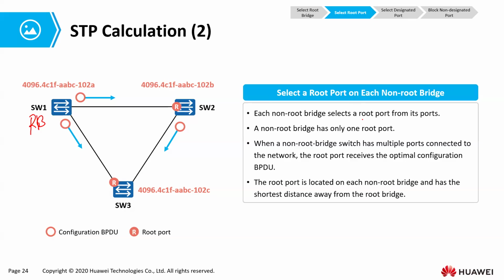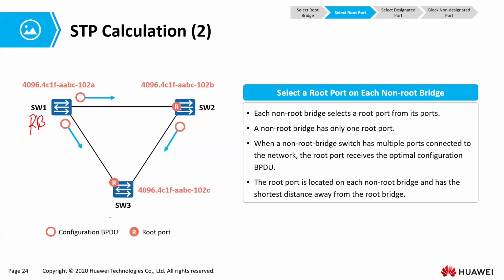Each non-root bridge selects one root port. A root bridge switch has multiple ports connected. The root port receives the optimal configuration located on each non-root bridge and has the shortest distance away to the root bridge. So the shortest path to get to the root bridge, that is the root port here.